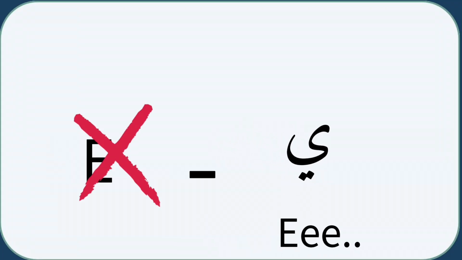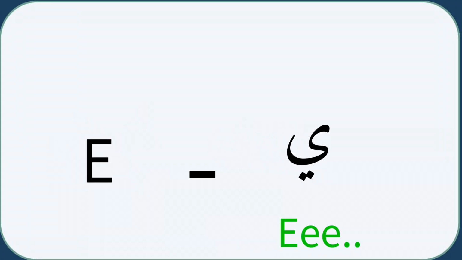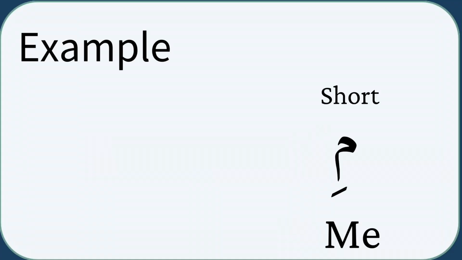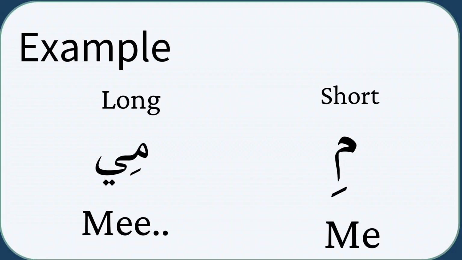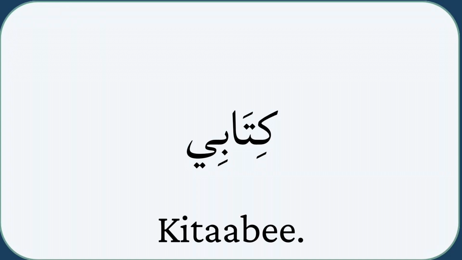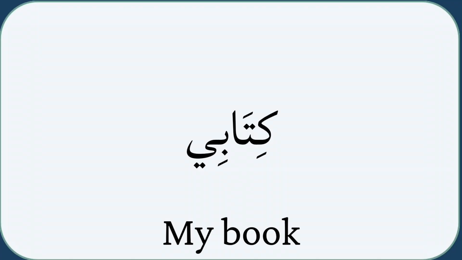Finally, the third long vowel, ya, gives us the e sound. Not short i, it's the long e sound. Example: ni in short, nee the long one. Now let's see some real words. Feel, feel means elephant. Kitabi, kitabi means my book. The e at the end comes from kasra plus ya.